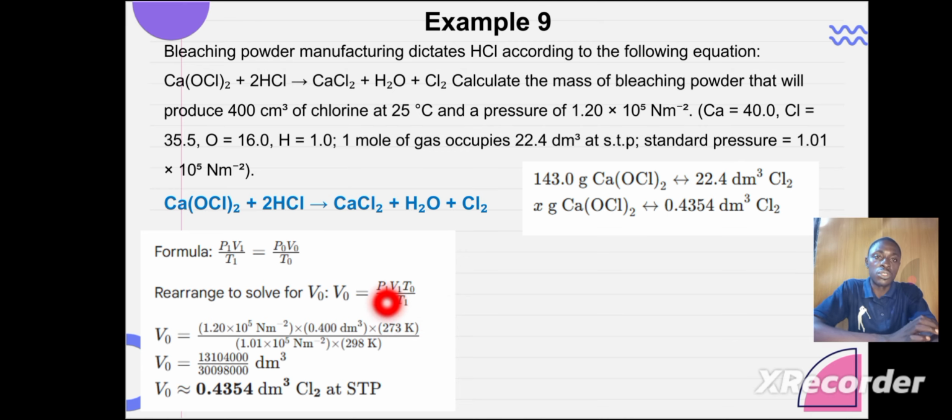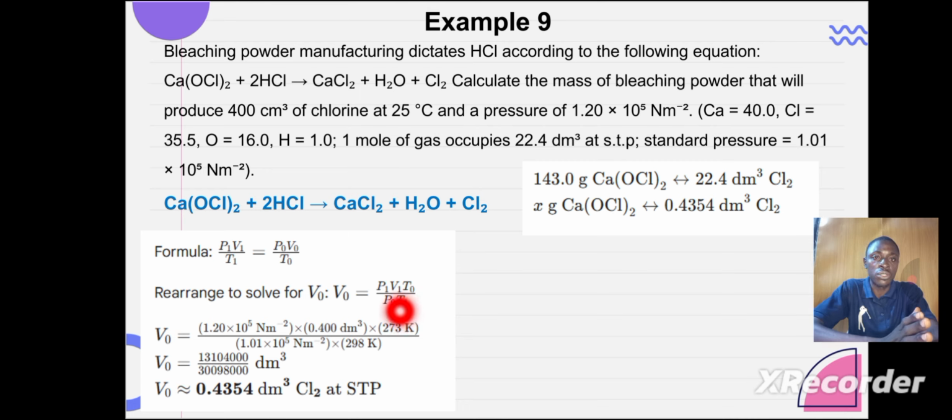And then we substitute. P1 is the first pressure given in the question, V1 is the volume 400 given in the question, and then T1 is the first temperature, that's 25 degrees Celsius. T0 is the temperature at STP, which is 273. P0 is the pressure at STP, which in this case we're using 1.01 times 10 to the power 5 Newton per meter square.